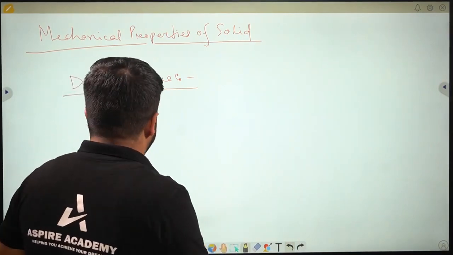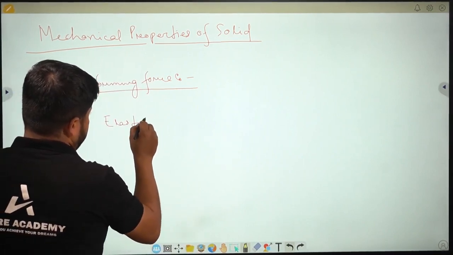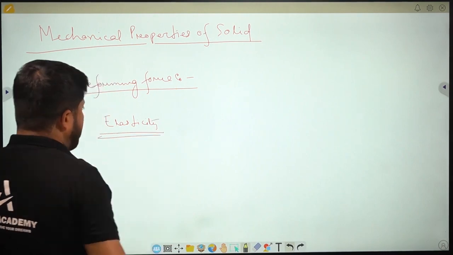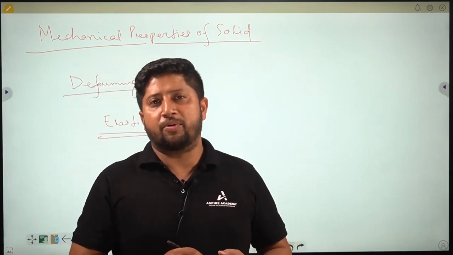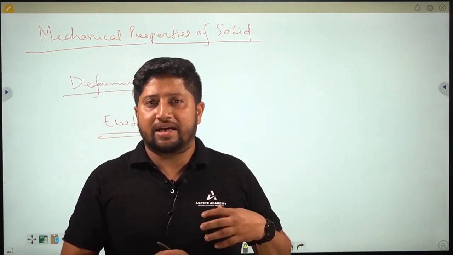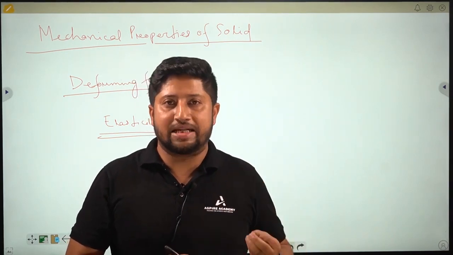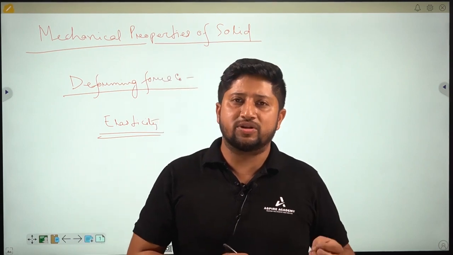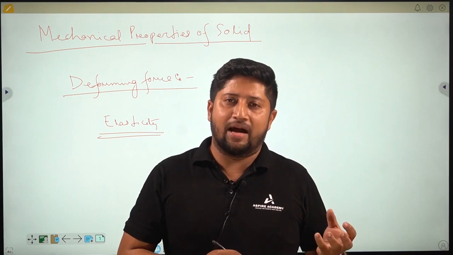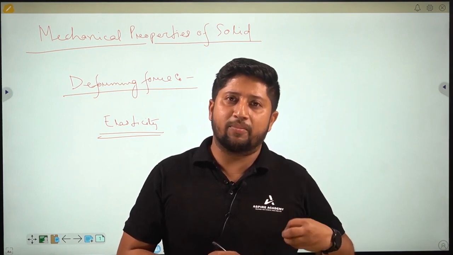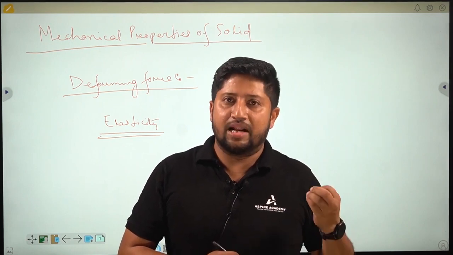After deforming force, another term is elasticity. So what is elasticity? We already know the elastic property. Rubber and rubber-like things show very good elasticity. Suppose we apply a deforming force on an object, it will deform, and after removal of this deforming force, it automatically regains its original shape and size. This is called elasticity.